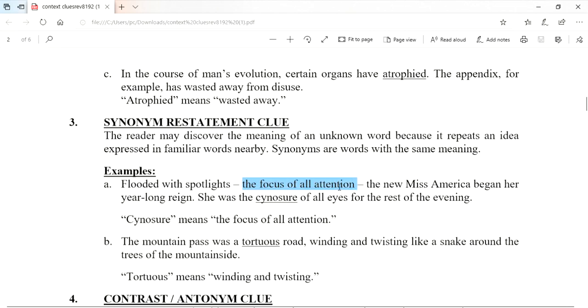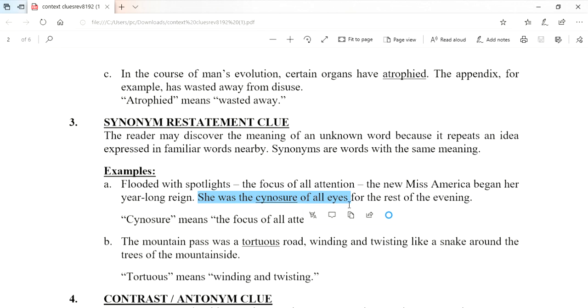Here we have the focus of all attention, flooded with the spotlight. So the spotlight is all on her. Can you see that? So that way, she was the cynosure of all eyes for the rest of the evening. When the person is flooded with a spotlight, the spotlight is all on her. The person is going to be what? The focus of attention. So she was the cynosure of all eyes. Okay? So all eyes have gone on the focus of all attention.